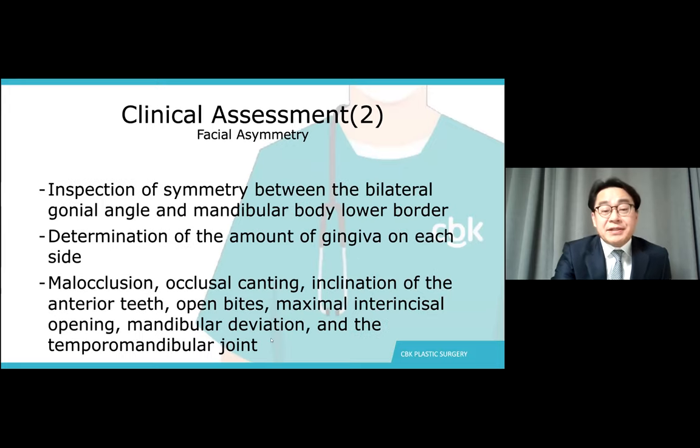And we have to inspect the symmetry between the gonial angle or lower mandibular body. And we have to determine the amount of gingiva on each side. And we have to assess the occlusion, occlusal canting, open bites, TMJ, or mandibular deviation. So we have to be careful to assess the facial asymmetry.